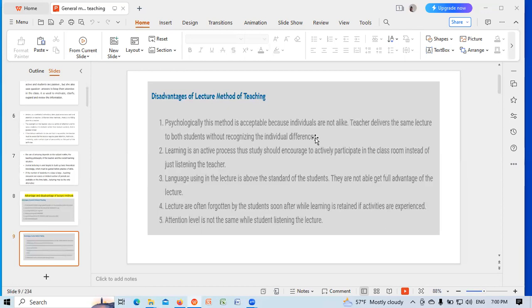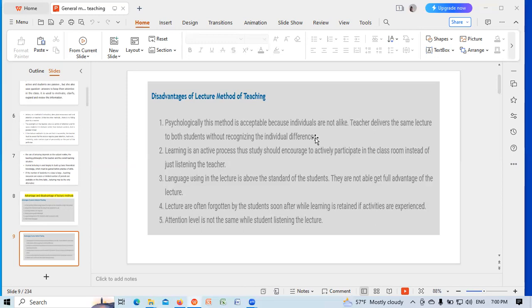But there are some disadvantages of the lecture method of teaching. For example, psychologically this method is not acceptable because individuals are not alike. The teacher delivers the same lecture to all students without recognizing individual differences. The students have individual differences, but in the lecture method the teacher delivers the same lecture. So this is one disadvantage of the lecture method.